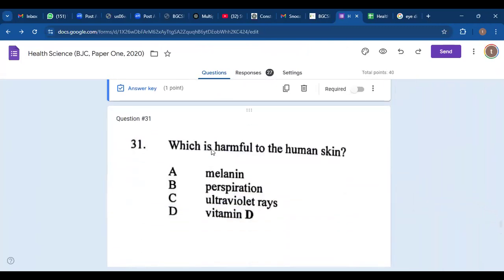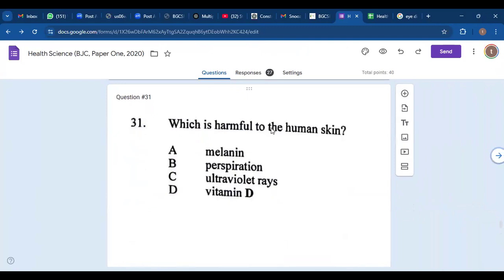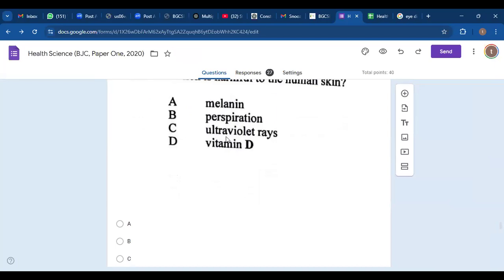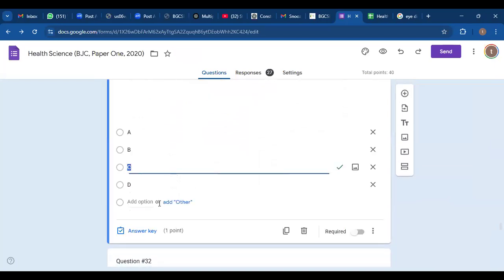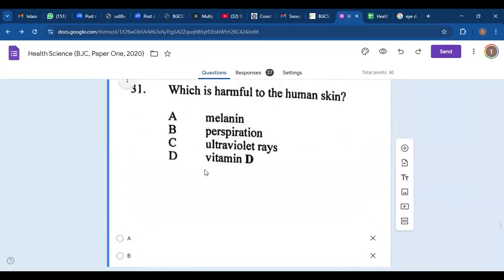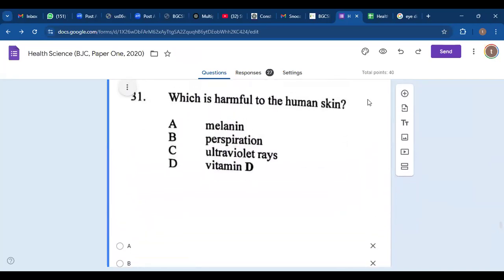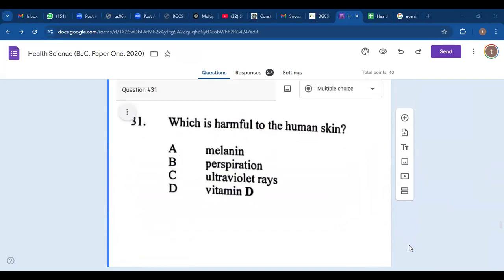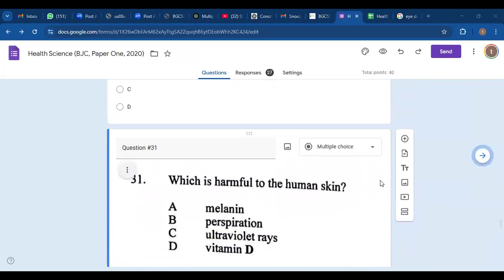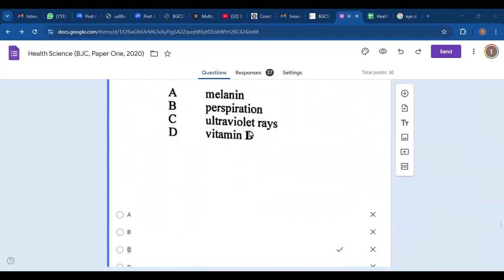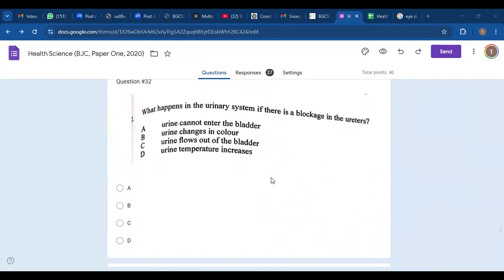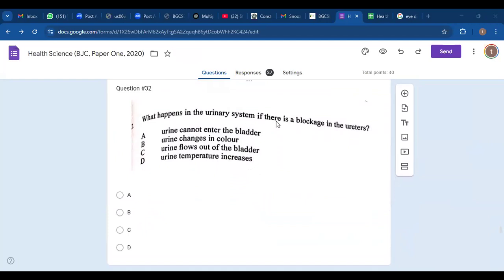Okay. Next, which is harmful to the skin? Melanin, perspiration, ultraviolet rays, or vitamin D? C. Ultraviolet rays. You know that could cause you to get cancer? I mean, melanin could also be it too, because a reaction of melanin can cause a lot of stuff too. So it's definitely C. That's the answer they're looking for. Number 32. What happens in the urinary system if there's a blockage in the ureters?